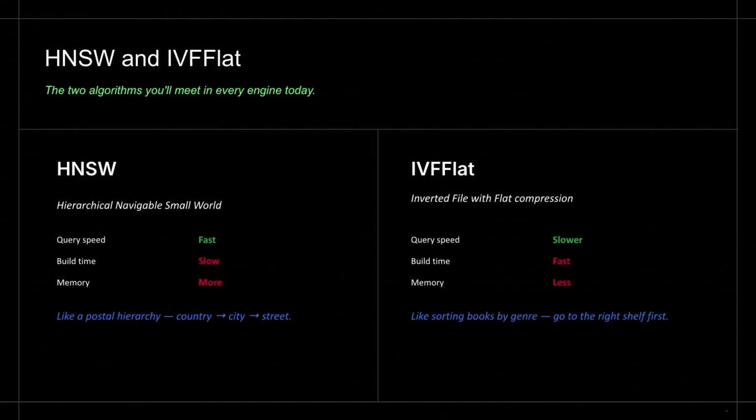Now, in ANN, there are two algorithms that you usually run into: HNSW and IVF flat. HNSW is Hierarchical Navigable Small World. Think of it like a postal hierarchy. You want to find a house or postal address. You can go from country to city, then from city to the street, and from the street you find the exact house that you're looking for.